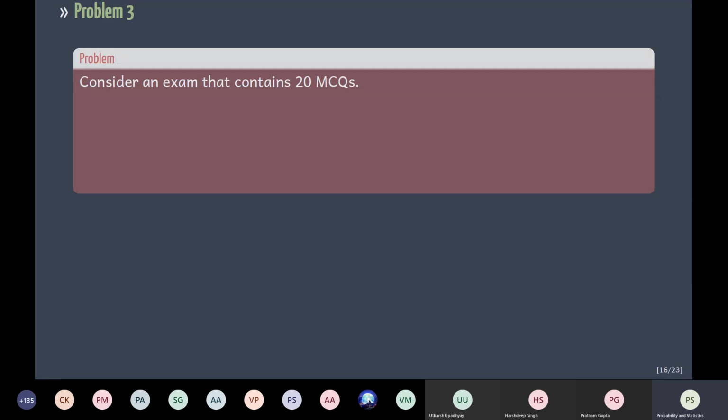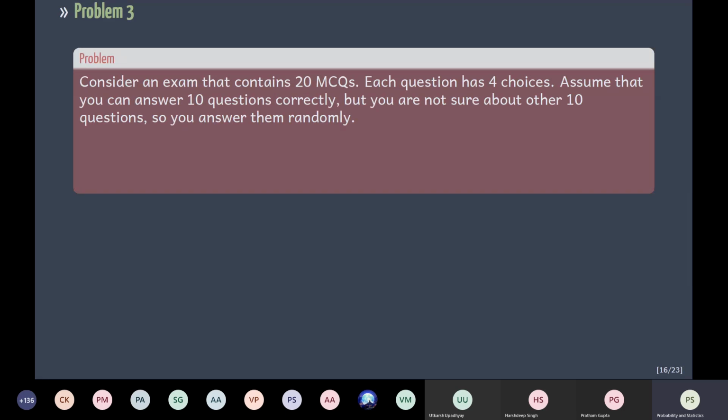So let us see this problem. Consider an exam that contains 20 MCQs, multiple choice questions. Each question has 4 possible options. Assume that you can answer 10 questions correctly, but you are not sure about the other 10 questions. You are going to answer them randomly. Assuming that there is no negative marking, you will answer them randomly.